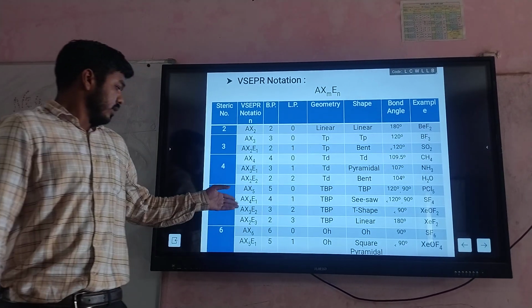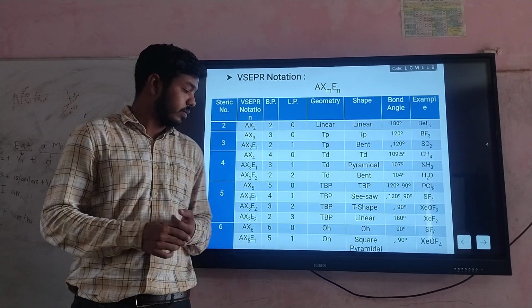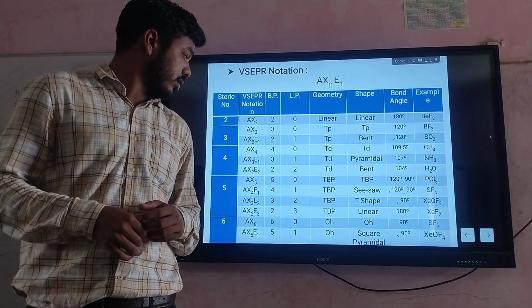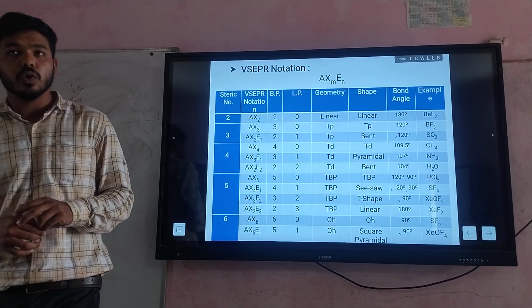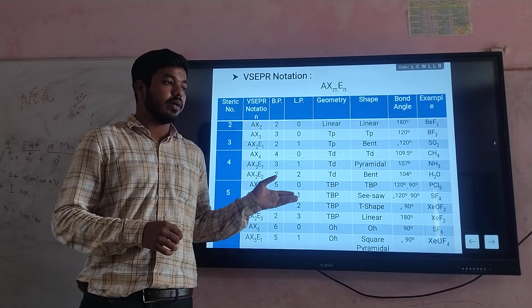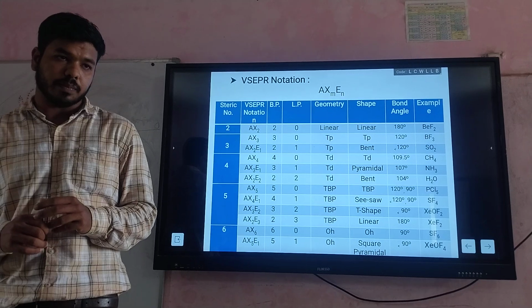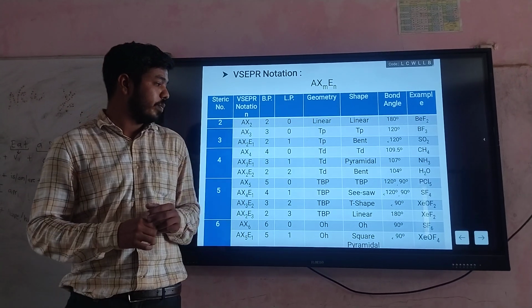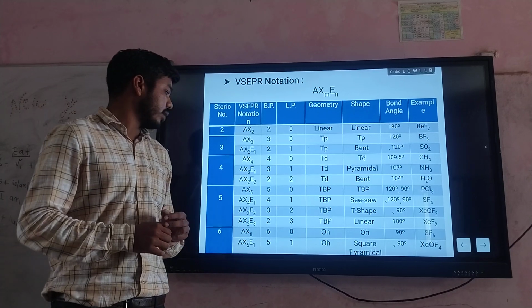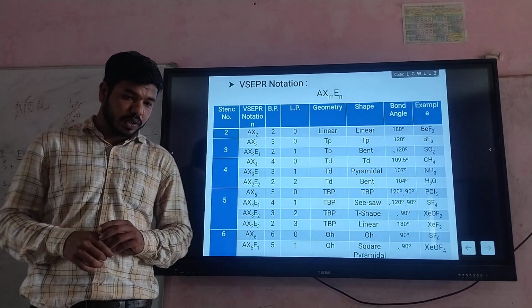Then the third case is AX3E2. This molecule contains 3 bond pairs and 2 lone pairs. So due to the presence of 2 lone pairs, the molecule shows the same trigonal bipyramidal geometry, but the shape of the molecule is T shape. So due to the presence of two lone pairs, the bond angle is less than 120 degrees and the molecule shows T shape. Then the last case is AX2E3.